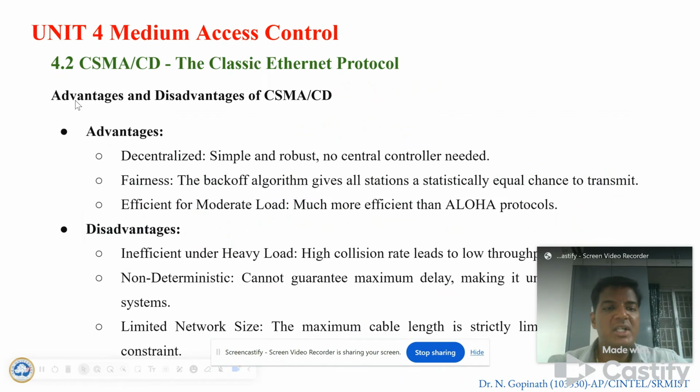So advantages and disadvantages of CSMA/CD. So the advantages are decentralized, simple and robust, no central control needed. Fairness, the backoff algorithm gives all stations a statistically equal chance to transmit. Efficient for modern load, much more efficient than Aloha protocols. And the disadvantages are inefficient under heavy load, non-deterministic, limited network size.